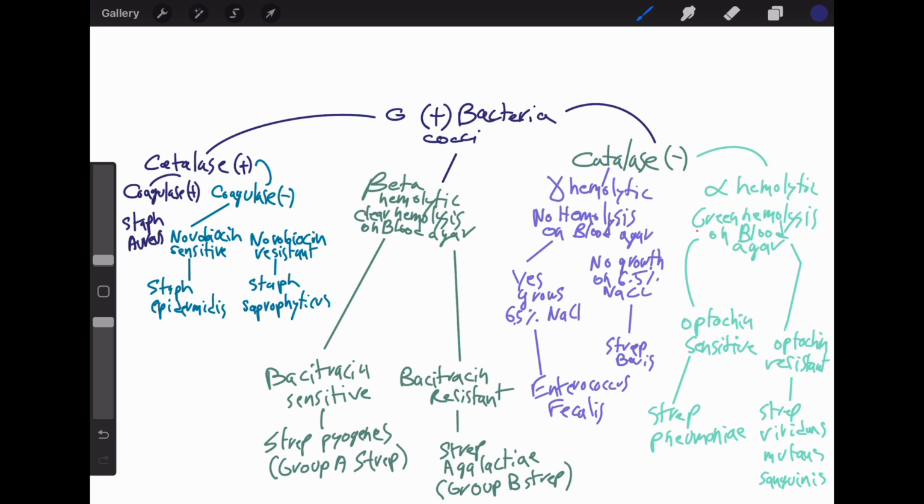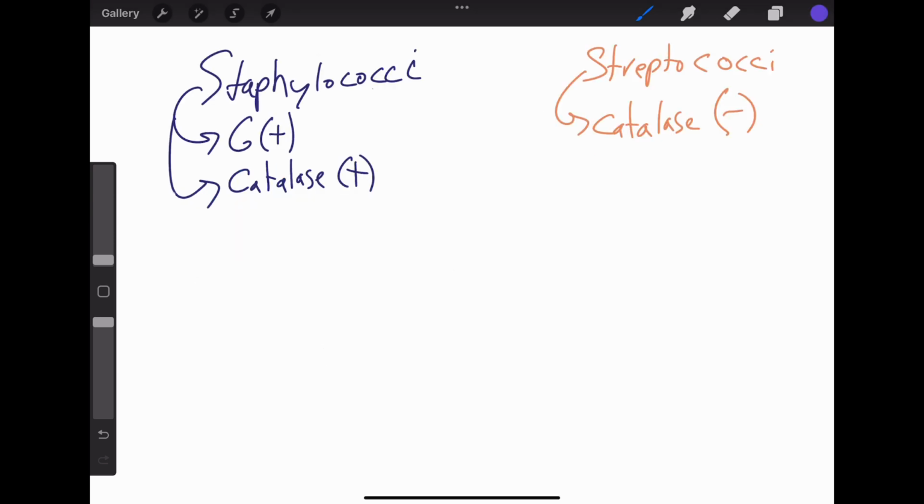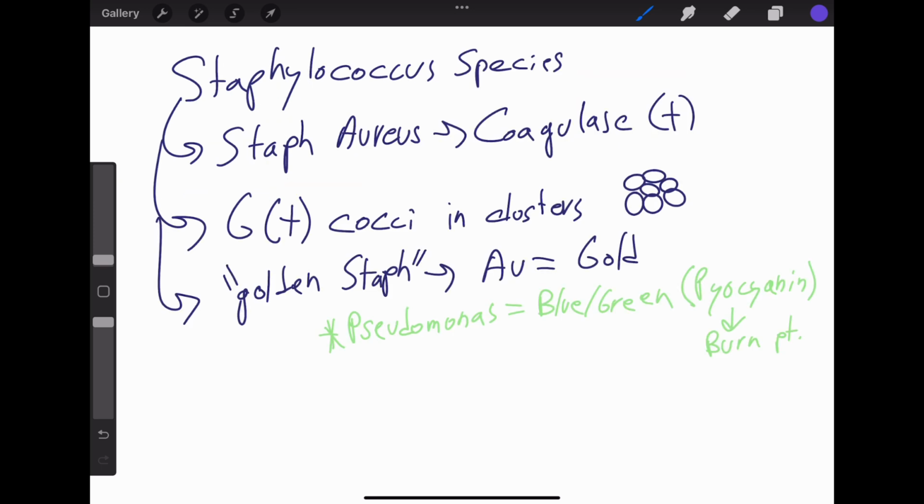Look at this chart. You don't necessarily have to memorize every aspect of it, but a lot of it is just getting yourself organized in terms of how to mentally approach and categorize all these different bacteria. Staphylococci are catalase positive. Streptococci are catalase negative. So for Staphylococcus species, we have Staph aureus is coagulase positive. You must memorize this. What this means is that it completely clears on blood agar. Staph epidermidis and Staph saprophyticus are coagulase negative.